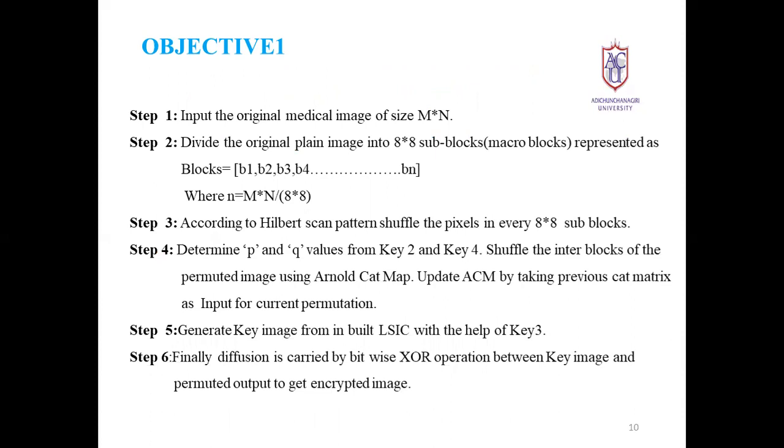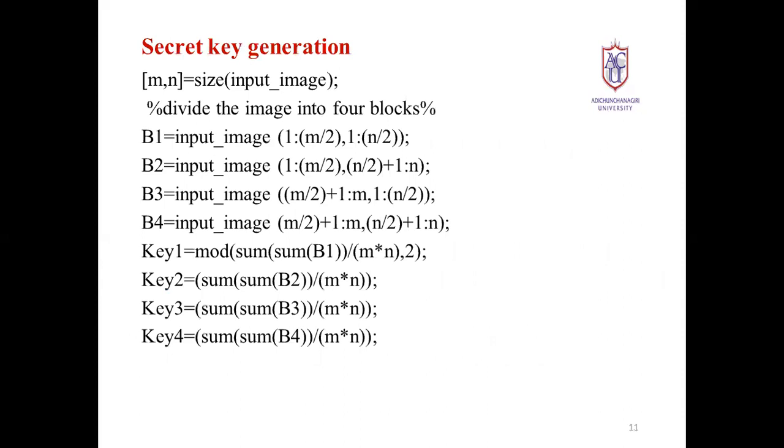Determine P and Q values from key 2 and key 4. Shuffle the interblocks of the permuted image using Arnold cat map. Update ACM by taking the previous cat matrix as input for the current permutation. We generate a key image using LSIC with the help of key 3. Finally, diffusion is carried out by bitwise XOR operation between the key image and the permuted image to get the encrypted image. This is the procedure for secret key generation.